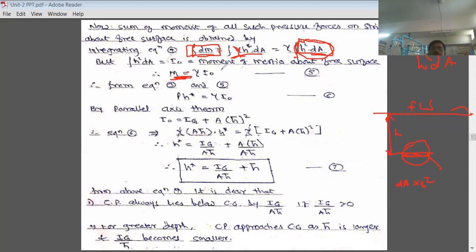So this moment of inertia of this small strip about the free liquid surface can be represented by the letter I0. So this integral sign is there. So the entire moment of area, inertia about the free liquid surface, instead of writing this part, I can represent it by the letter I0. So this 0 denotes this 0 0 axis. This is the axis.